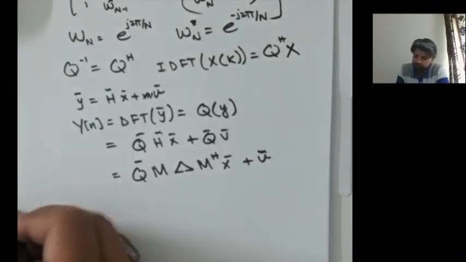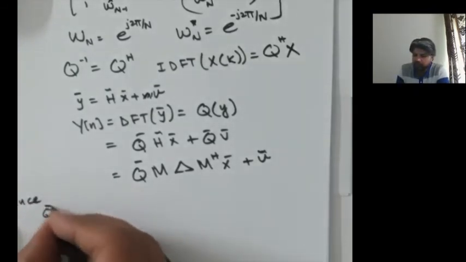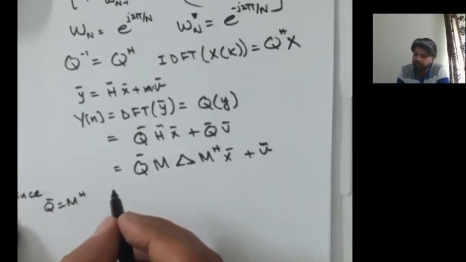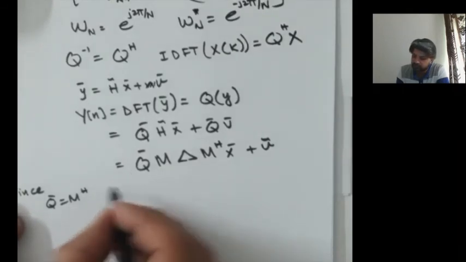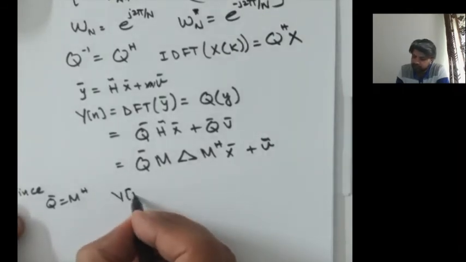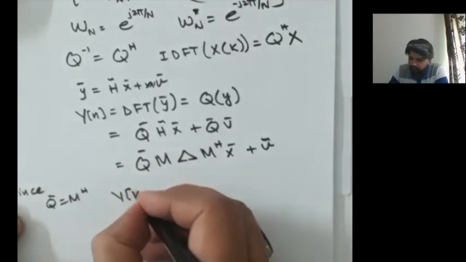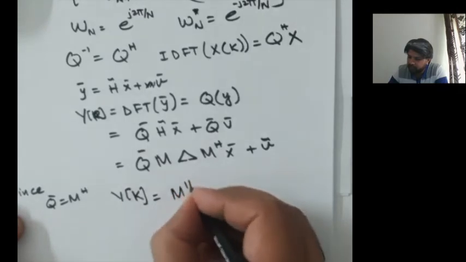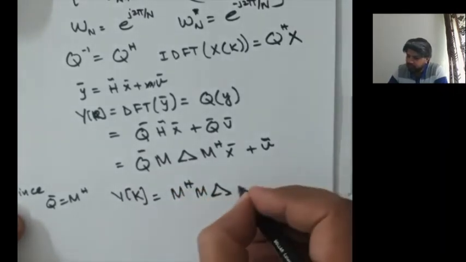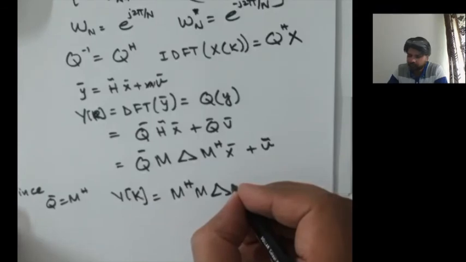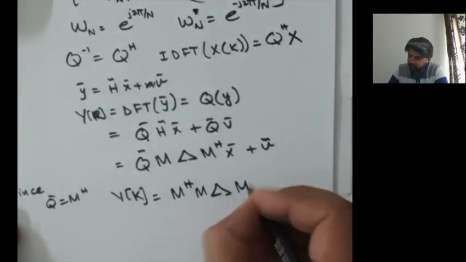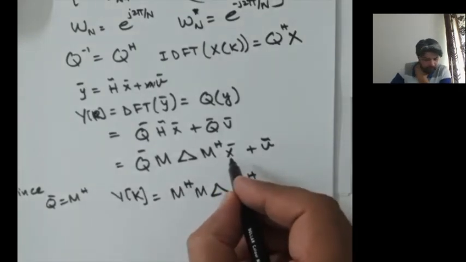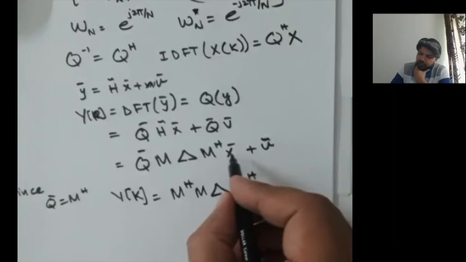So this Q is equal to M Hermitian, right? That's what we started off with. We started off with the M matrix and I said that this Q would be the Hermitian of that. So your Y of k would be equal to M Hermitian times M times delta times M Hermitian times X, which is the time domain version.